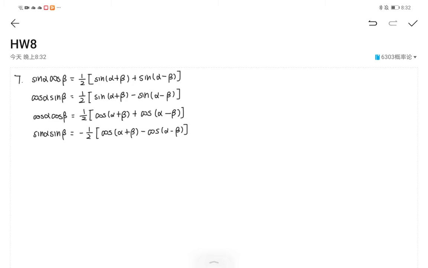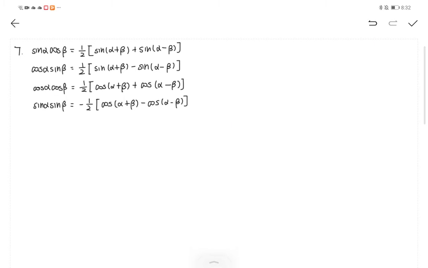Now we talk about homework 8, problem 7. Here are the formulas we might use in this problem, so we write them on the board.